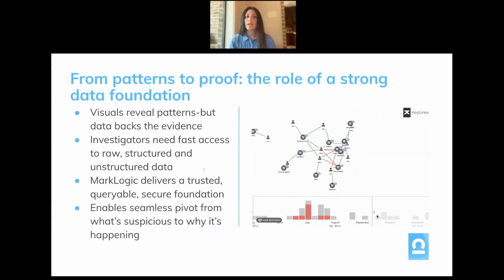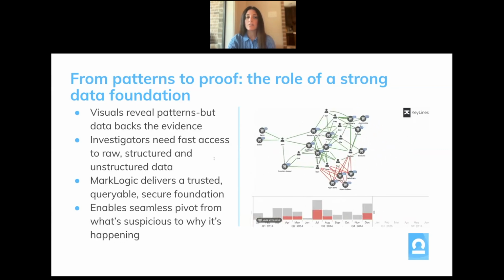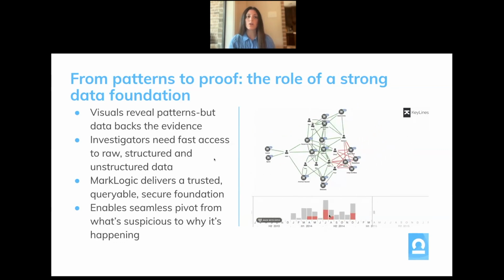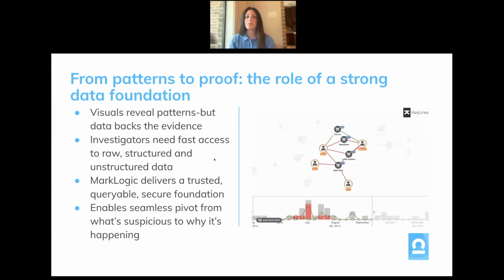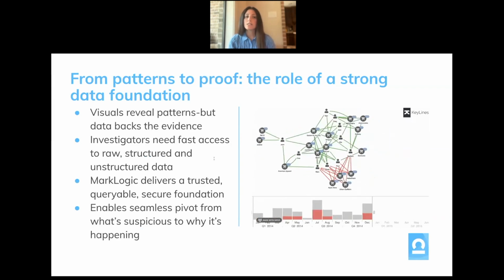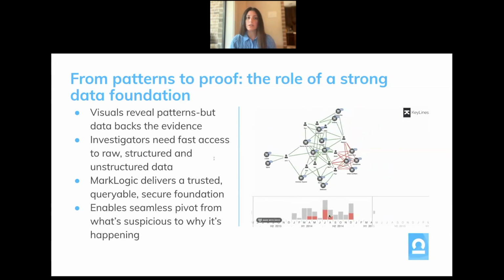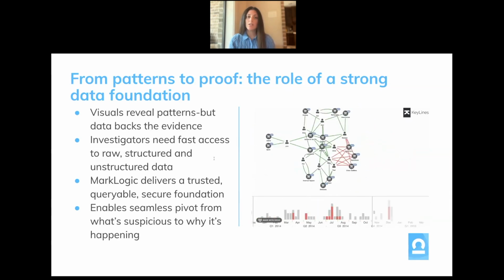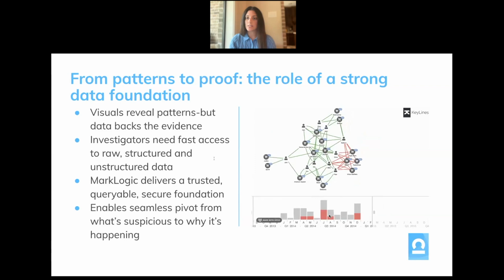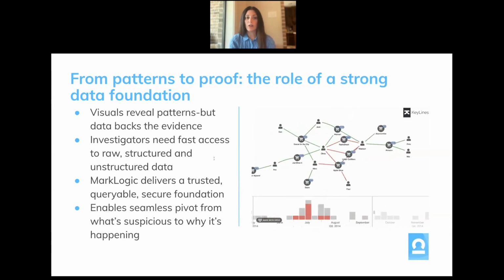And once a fraud investigator spots a suspicious pattern, whether it's a cluster of connected accounts, a timeline of rapid transactions, or overlapping geolocations, the next question is always, what's the evidence behind it? And this is where visualization alone isn't enough. Investigators need to quickly drill into the underlying data, structured, unstructured, even historical, and do it without jumping across siloed systems. That's the value of MarkLogic.